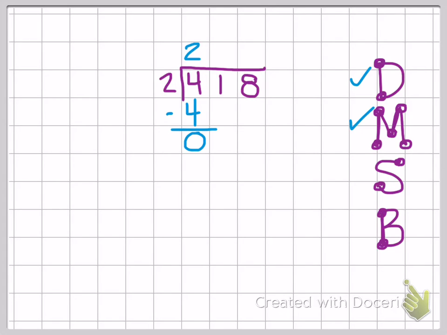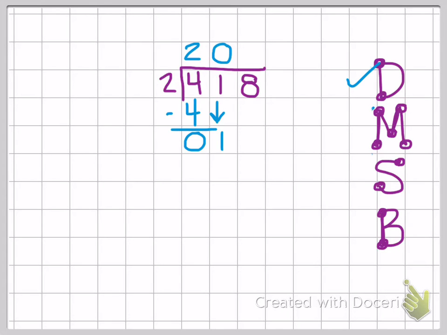The next step is to bring the next digit down. So we're going to bring this 1 down, and we have a 1. Okay, so now we've got to start back over with our process. So now it's time to divide again, and we're going to do 1 divided by 2. But when I think of how many 2's are in 1, there's no 2's in 1, so my answer is 0.